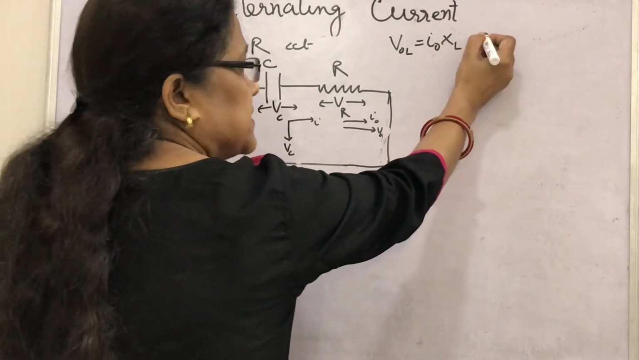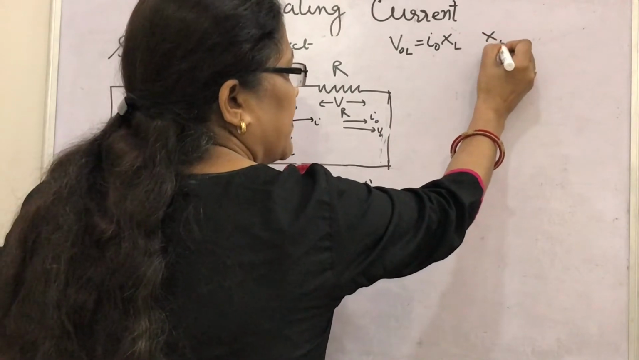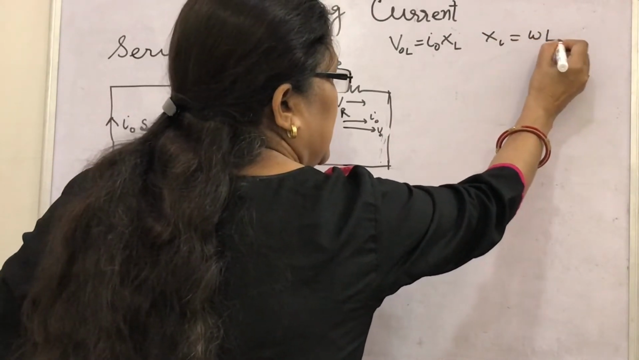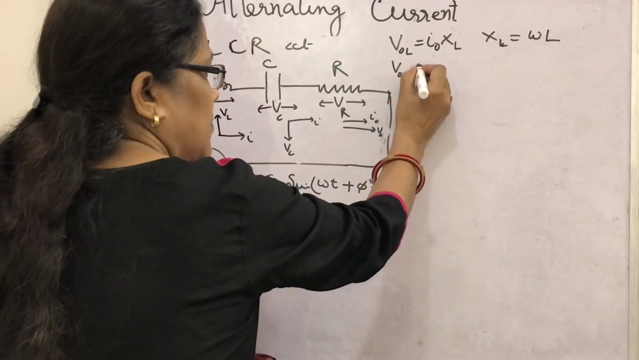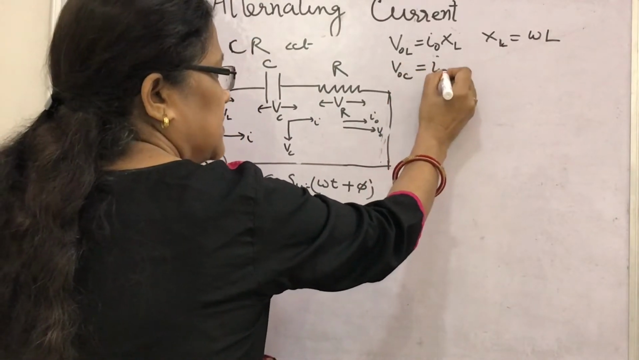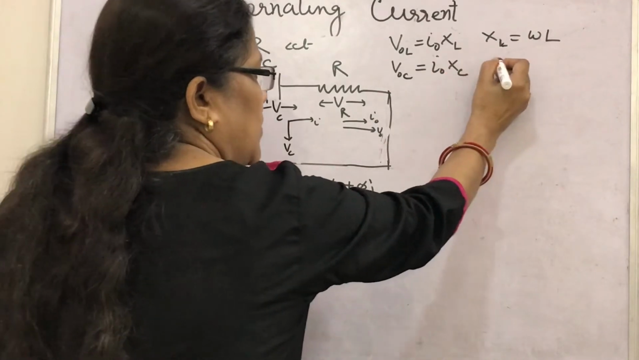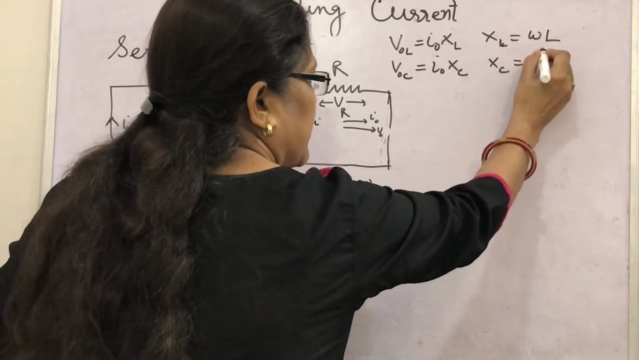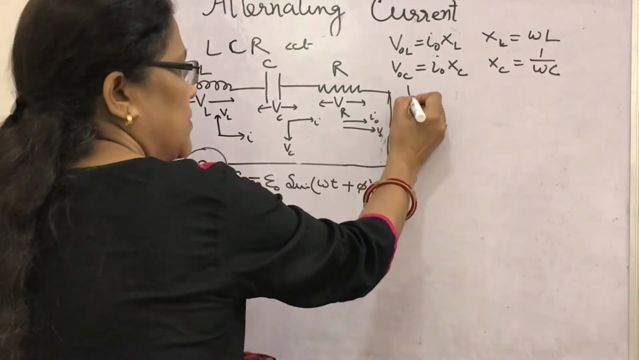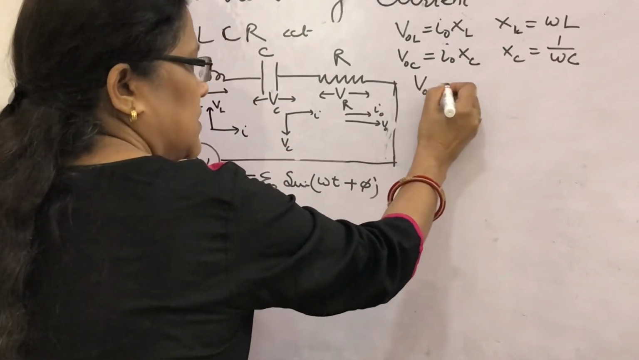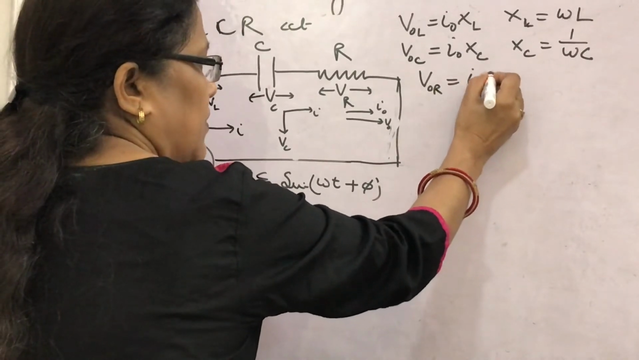We have seen that the maximum value of voltage across inductor is given by I naught XL. You know what XL is? Inductive reactance, given by omega L. Similarly, the voltage across capacitor is given by I naught XC, where XC is given by 1 upon omega C. What about voltage across resistor? Simple, I naught R.